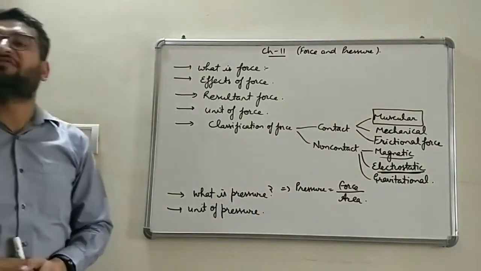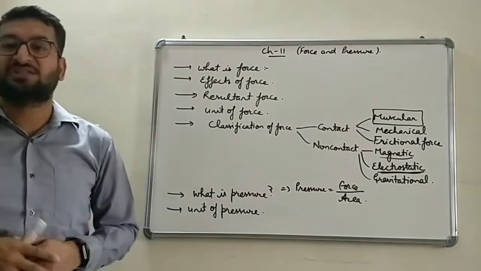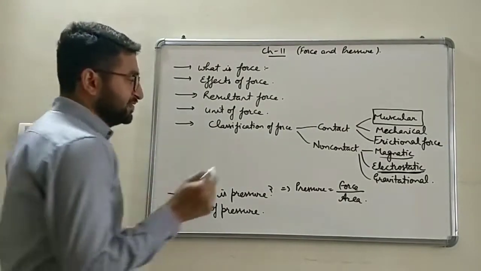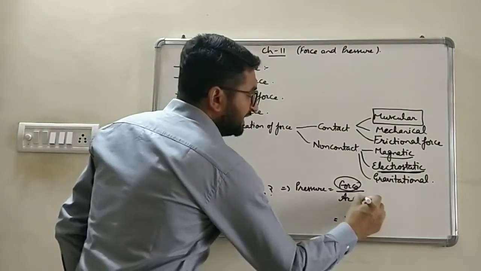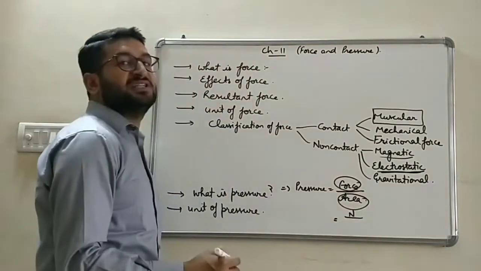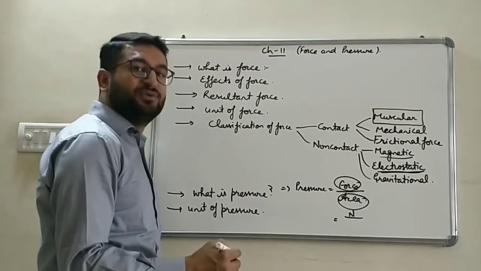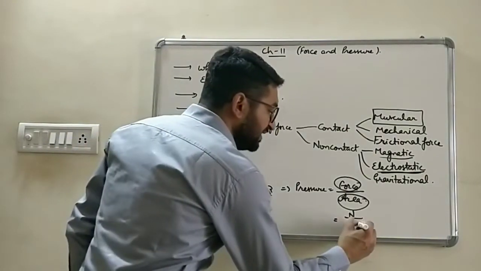Next we have studied the unit of pressure. The unit of pressure is Newton per meter square. Why is it so? Because the unit of force is Newton and the SI unit, the standard international unit of area, is meter square.